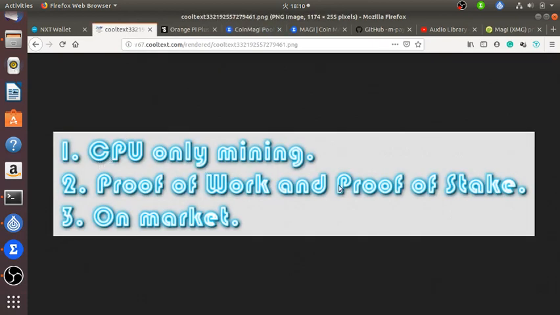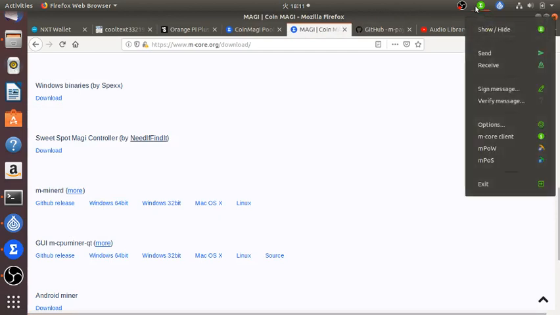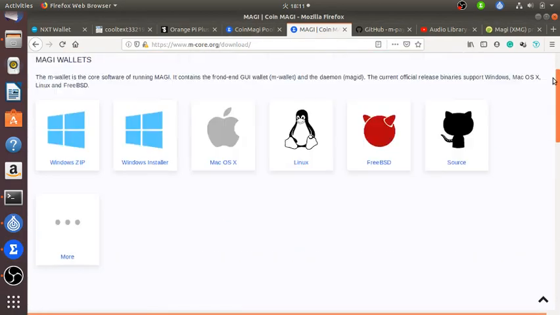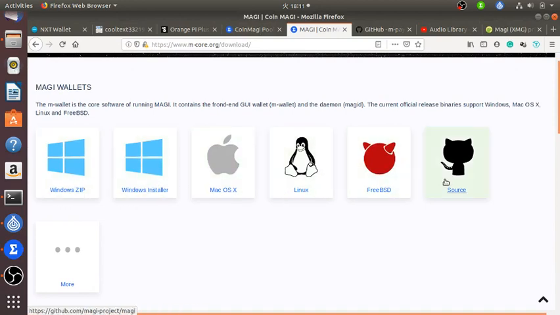The second reason is that it's a hybrid of proof of work and proof of stake. To say it simply, by staking your Magi Coin, you will earn interest annually. I don't know how much, you can find the calculator, maybe 7% a year or something. But by holding Magi Coin, you will get interest. So it's like a time deposit or an investment. And here I am staking on the wallet, which you can get on this official page as well in downloads. Download Linux, Windows, or compile from the source code on GitHub.